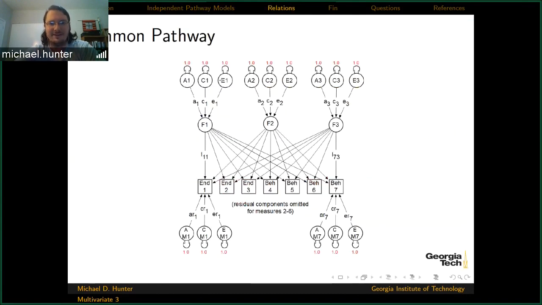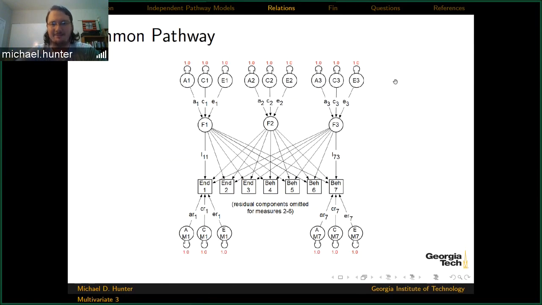Now here we have a diagram of the common pathways model, essentially showing a large number of behaviors, 1 through 7. Here you've got the psychometric factor structures for factors 1, 2, and 3, and you've got ACE decompositions on those factors. So again, the feature of this common pathway model, which we talked about before, is you've got psychometric factors and you've got biometric decompositions on each of those factors.